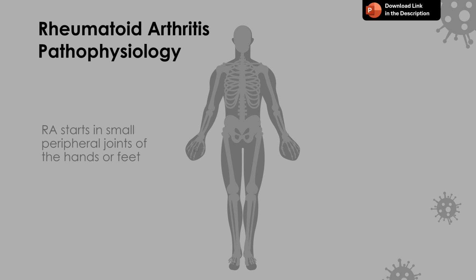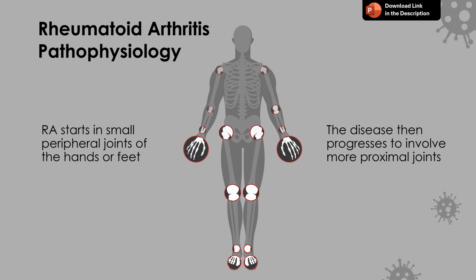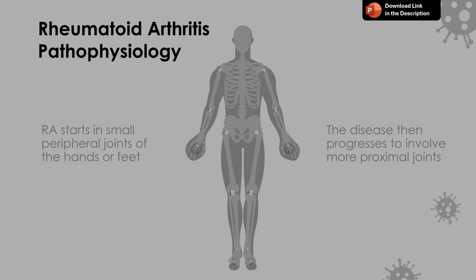It typically manifests initially in the small peripheral joints, particularly the metacarpophalangeal and proximal interphalangeal joints of the hands, and metatarsophalangeal joints of the feet. This distal presentation is a hallmark diagnostic feature. As the disease progresses, inflammation spreads proximally to affect larger joints such as wrists, elbows, knees, and ankles. This centripetal pattern of joint involvement reflects the systemic nature of the autoimmune process.